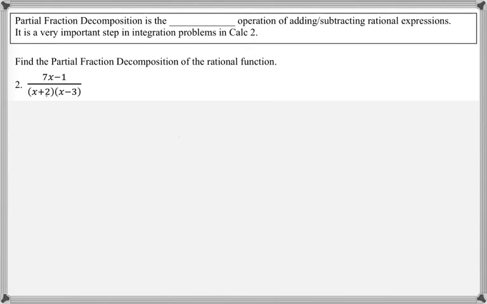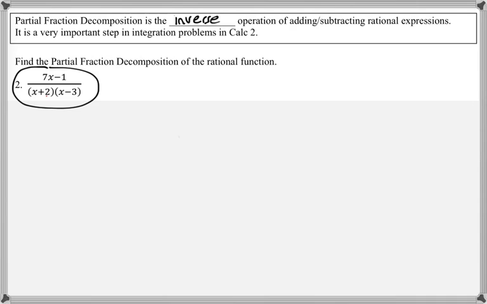Question number 2 wants us to find the partial fraction decomposition of the rational function. Partial fraction decomposition is the inverse operation of adding and subtracting rational expressions. And if you have to take Calculus 2, then it's a very important step in some of the integration problems in that class. So looking at number 2, this is actually the answer that we got for number 1.